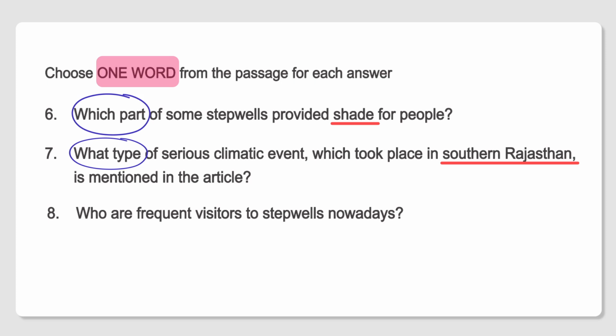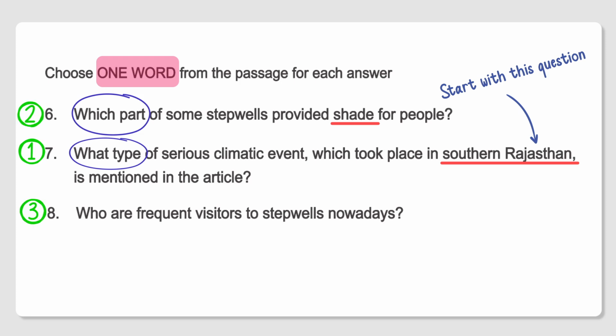When we find very easy keywords among, for example, 3 or 4 or 5 questions, we start with that question. So what we're going to do here is start from answering question number 7 and then 6 and then 8, because we have found the easiest keyword. And number 8, who. So we should write about maybe a group of people, and we know that it's plural, not singular, not an individual.